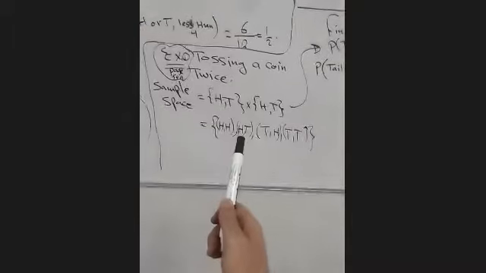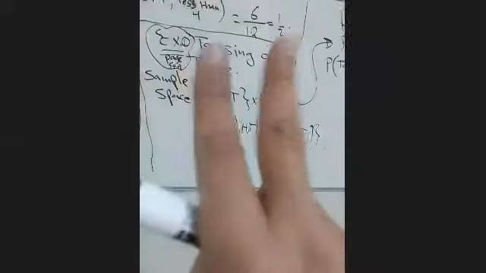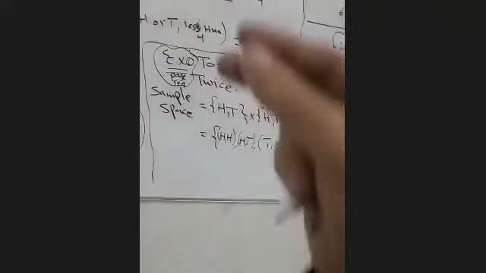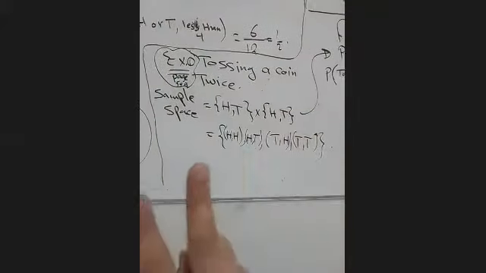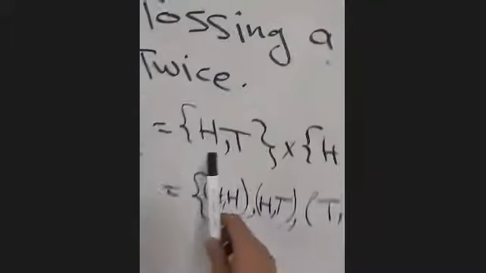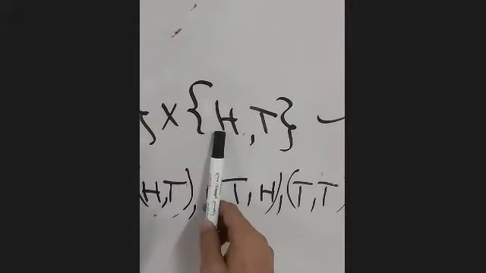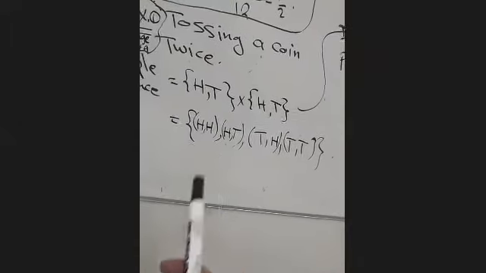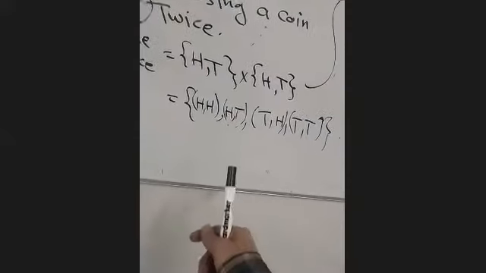We already did it. Tossing a coin twice is the same as tossing two coins once. Got it? But the first coin is what? The penny. What does the penny have? Either head or tail. The second coin, the nickel, either head or tail, right? So this is the sample space of tossing a penny and a nickel once, right? You understand it? Yes.